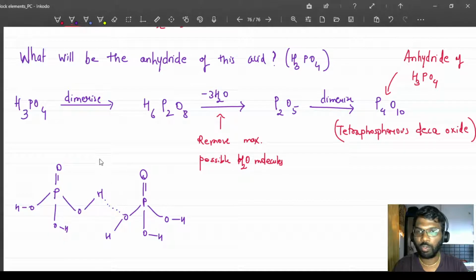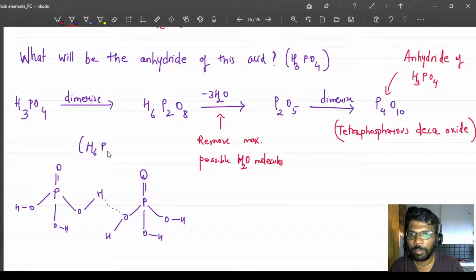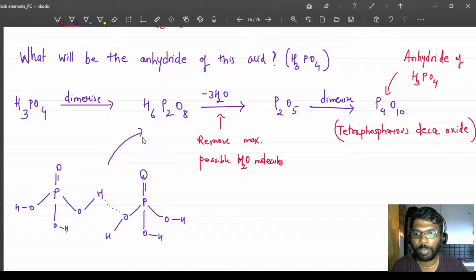Now if you remove one water molecule, at this level the compound which I have drawn is H6P2O8. I am talking with respect to this. Then remove as many water molecules as you can, and you will get P2O5. That is the thing, and this is the structure.